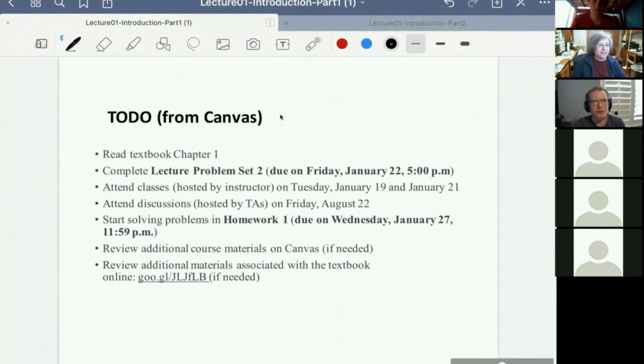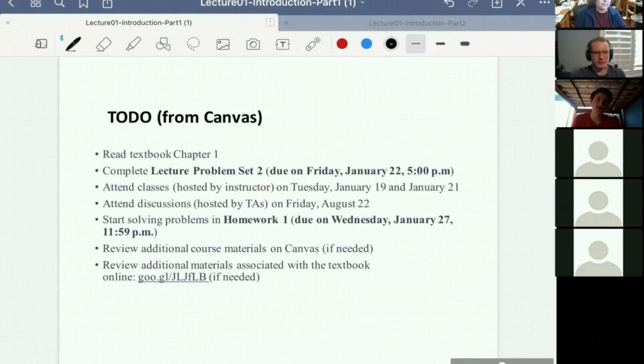Oh, yes, Owen. Sorry if this is a bit of a weird question, but is there any time limit to solving lecture problem set 2 after we start it? There is no time limit, but you are only allowed to try it twice. Okay, thank you.